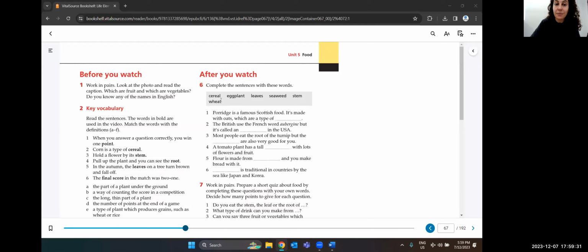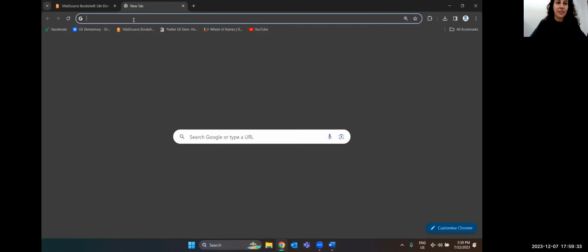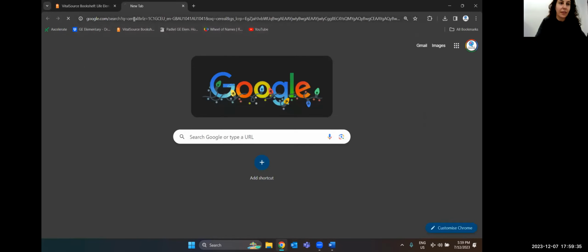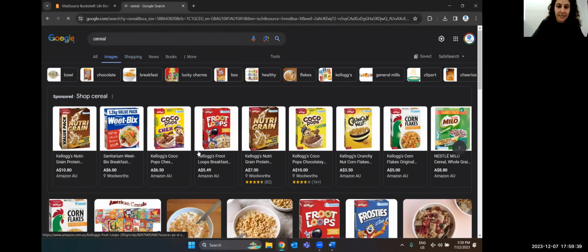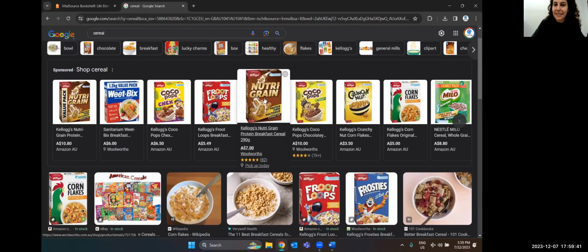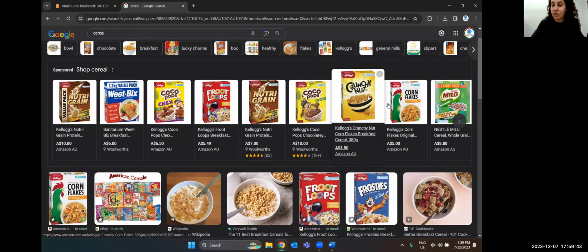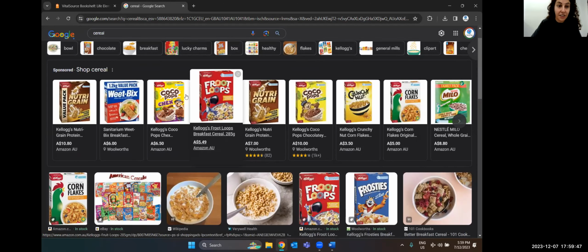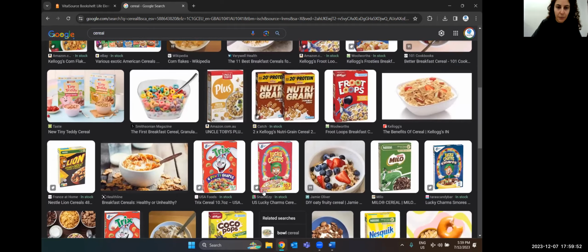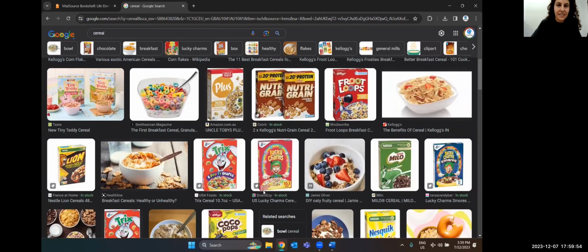So cereal, remember again, cereal could be lots of different mixed grains. It's what Australians eat a lot of. Western countries, America, Australia, we eat a lot of cereals for breakfast, but it's mixed grains. So that's cereal.